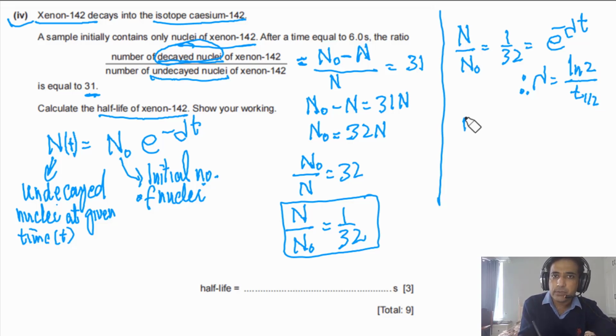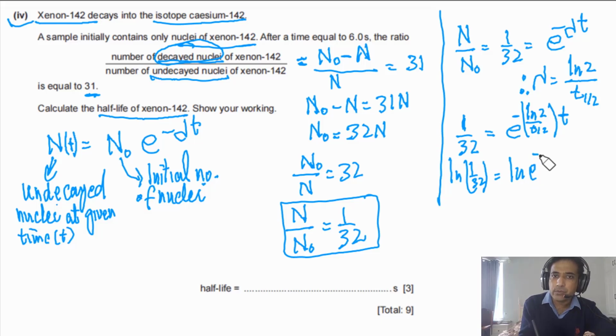So now we have 1 over 32 equal to e to the power of minus ln 2 divided by the half-life t1 by 2, multiplied by t, where t is the time given, 6 seconds. Now if we take ln on both sides, we have ln of 1 over 32 on this side, and we can rewrite the other side.